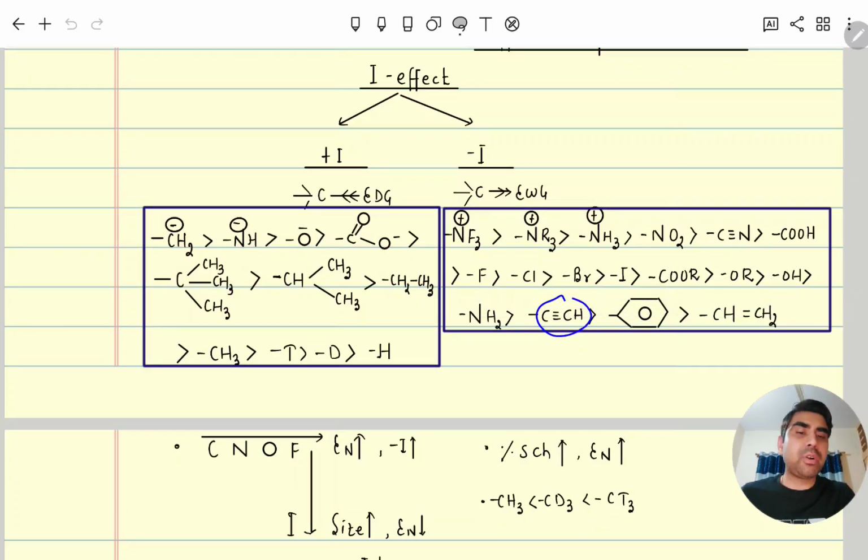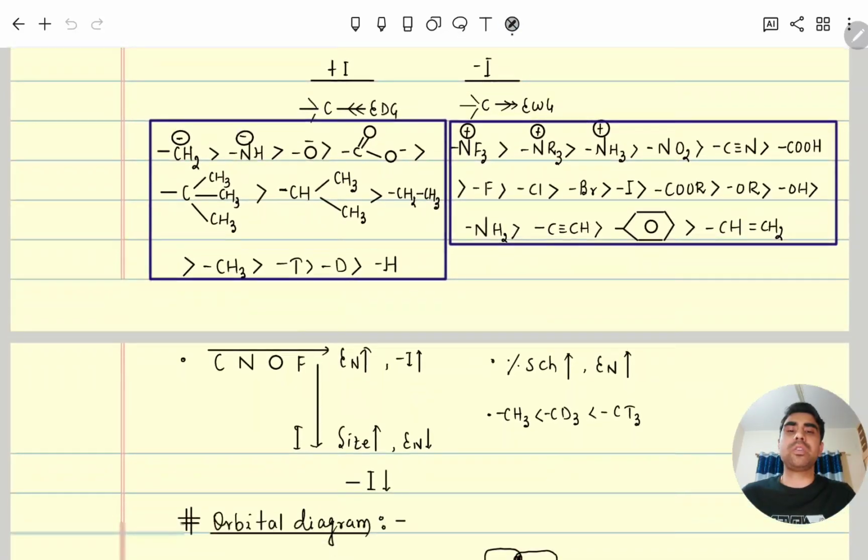Here you can see triple bond, in that percentage of S character is 50%. So its electronegativity is more as compared to double bond. This double bond is a delocalized system, whereas this double bond having percentage of S character 33.3, so it's also having electron withdrawing tendency. So all of these are electron withdrawing groups, and these are electron donating groups.